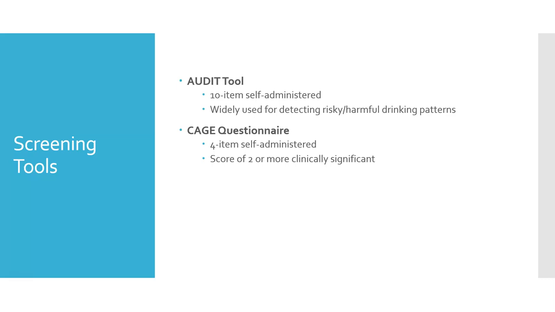The CAGE-AID is a 5-item self-administered tool, and it screens for alcohol and drug use. The AUDIT is a comprehensive 10-question alcohol harm screening tool. It was developed by the World Health Organization and is used in a variety of health and social care settings.